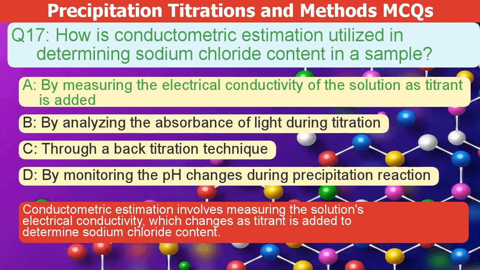The correct answer is A. Conductometric estimation involves measuring the solution's electrical conductivity, which changes as titrant is added to determine sodium chloride content.